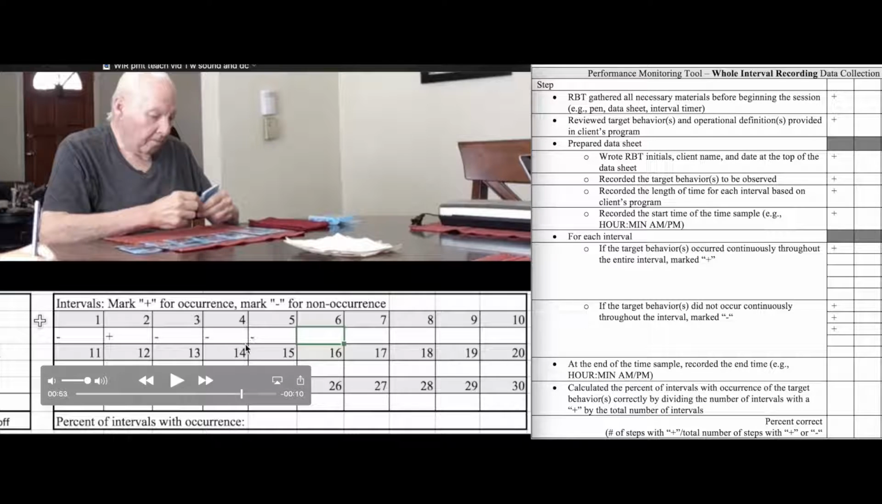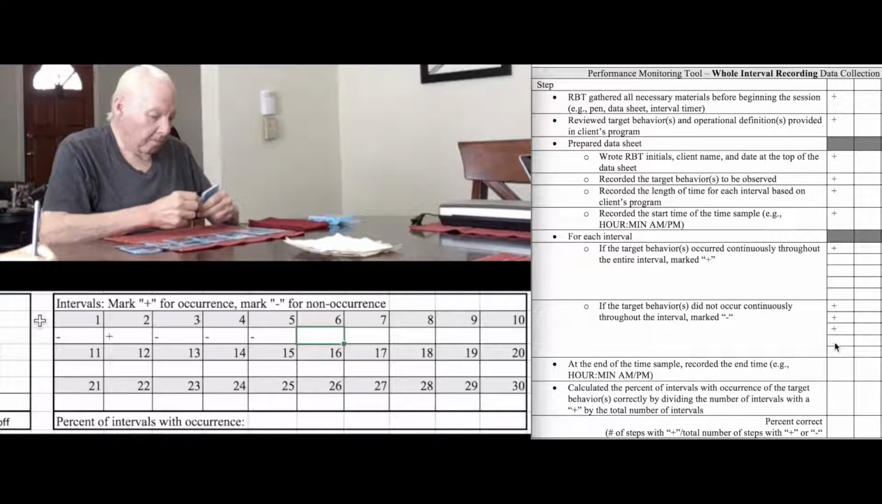Nice. That's correct. Once again, he was not nodding off throughout the entire interval, so he got a minus. So over here on our data sheet or on our PMT, once again, let's give our RBT a plus. One more interval. Let's see.